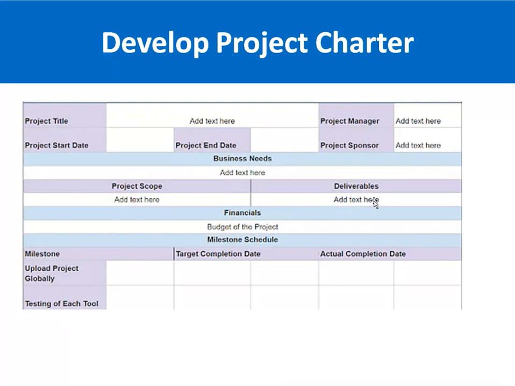So for example, the Android mobile app is a deliverable, the iOS mobile app is a deliverable. Similarly, the deliverables are mentioned here. Then the budget of the project is mentioned here. The milestone schedule is mentioned here. For example, the scoping of the project will be completed in the first month. For example, the development will complete in the next month. The completion will be after 2 months. So the milestone schedules are mentioned here. So this is a very simple template for a project charter.